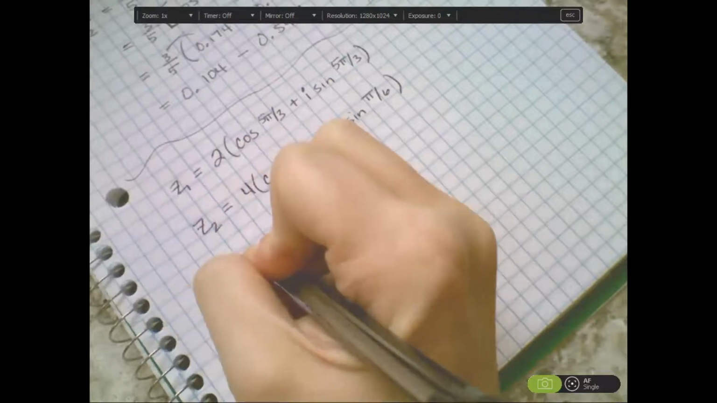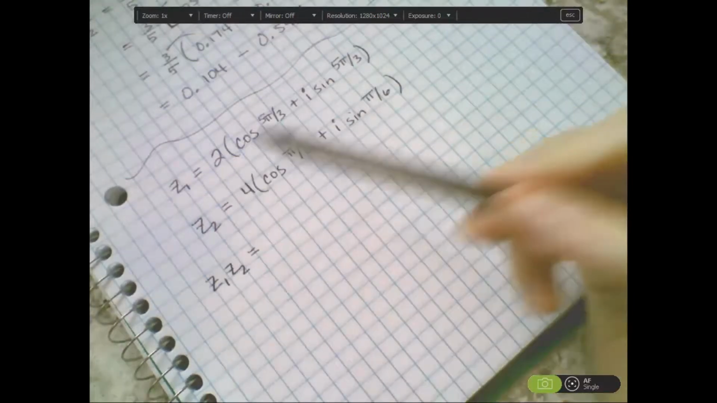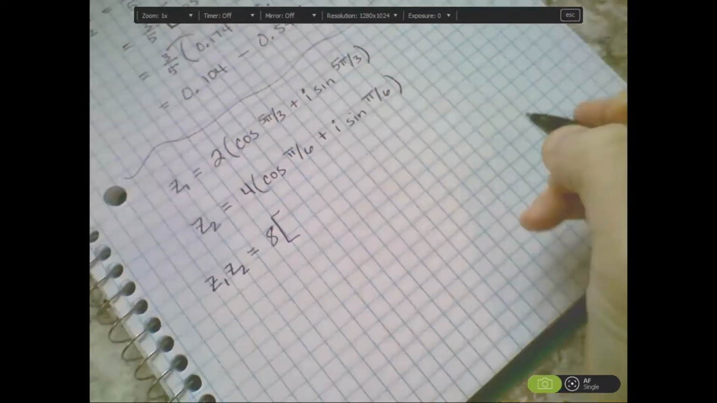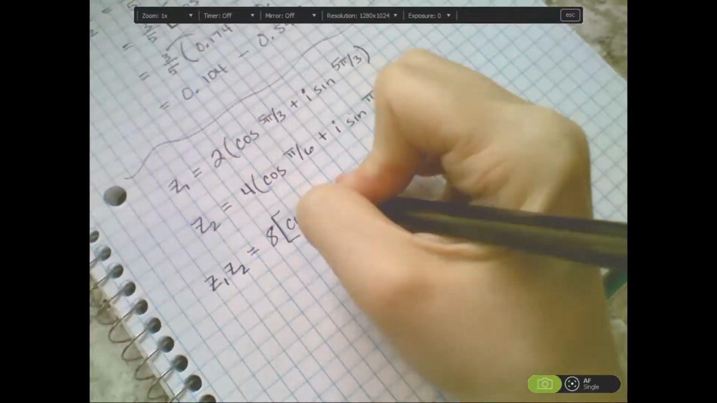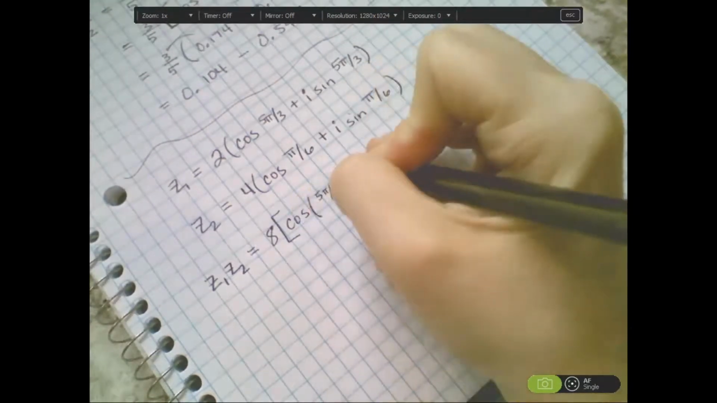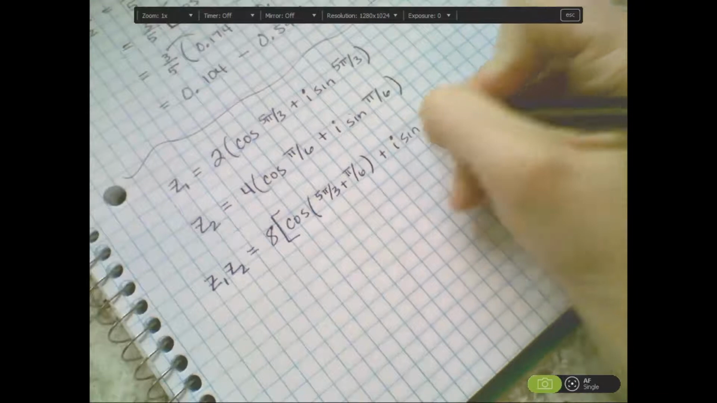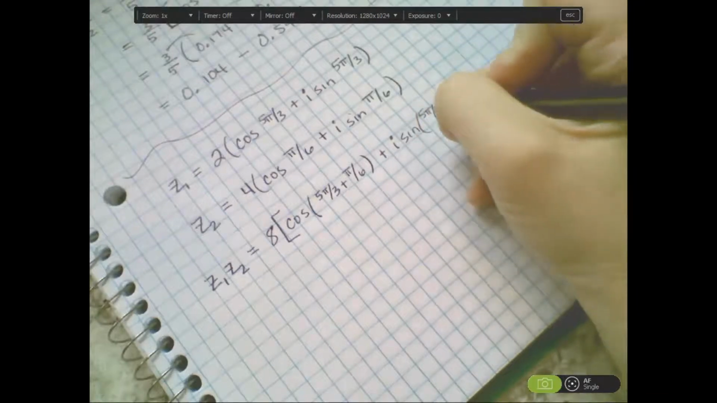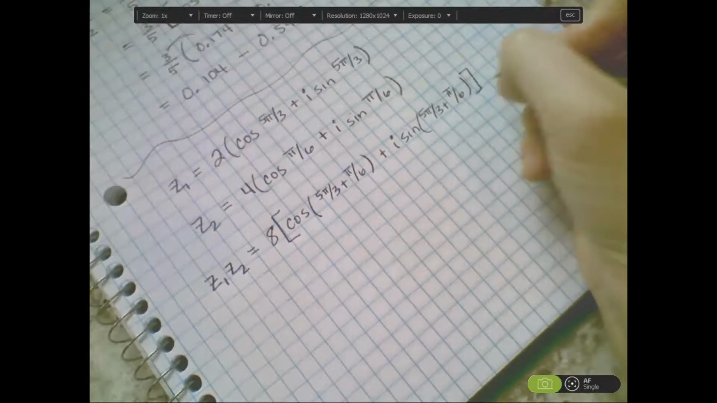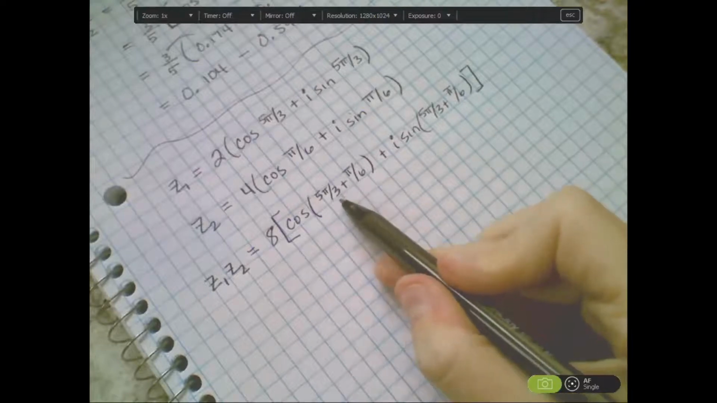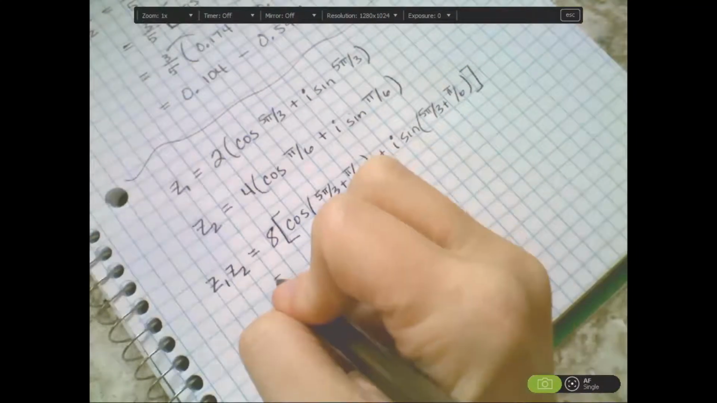All right, so for multiplying, I'm going to have to multiply the two R values. So that's going to give me an 8. Then I'm going to have to add my two angles together. So 5 pi over 3 plus pi over 6. And then over here, same thing, 5 pi over 3 plus pi over 6. So if I get a common denominator between these two, this is going to be 10 pi over 6 plus another pi over 6 is 11 pi over 6.